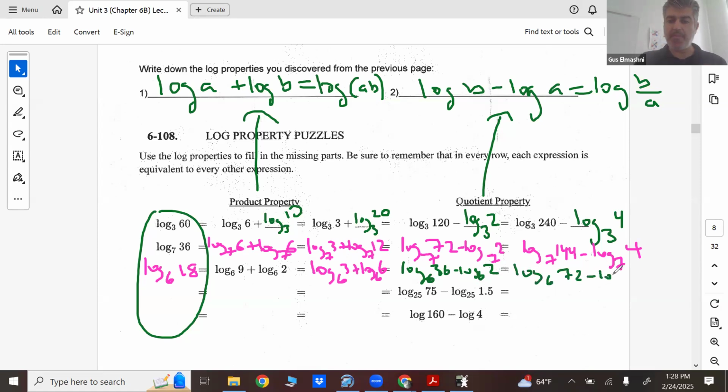Okay, let's look at this one here. 75 minus 1.5, but they're logs, obviously, right? So we want to divide these two. It's a little tricky. Don't know what that would divide to. 50. Yeah, it's 50. Yep. That's log base 25 of 50.